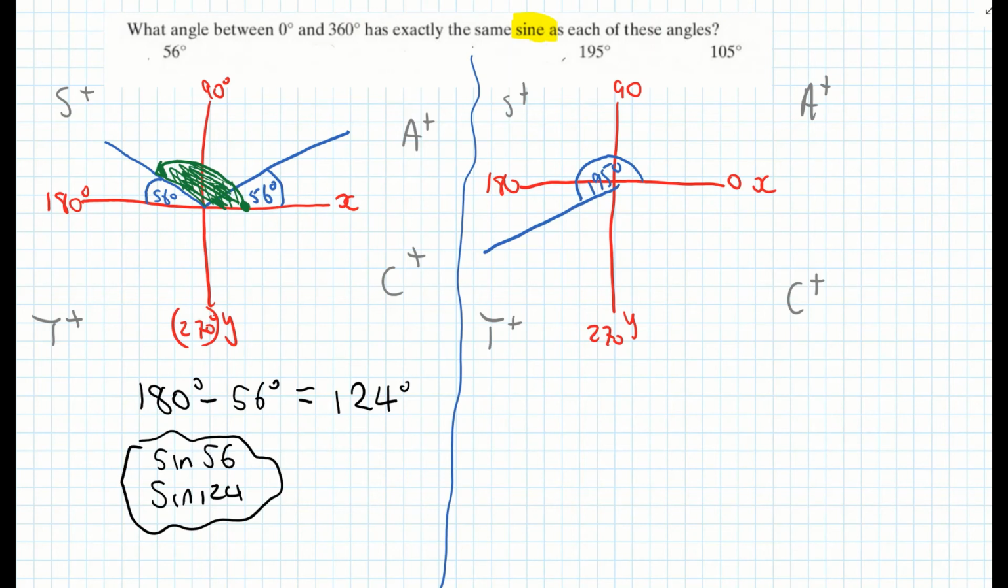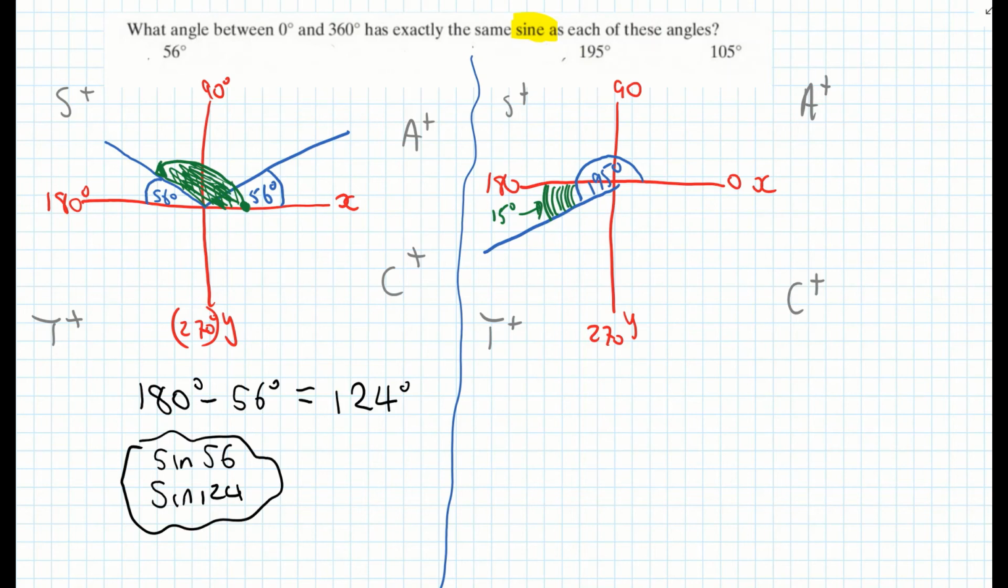So what I would do is I would mark in the reference angle here that I could also create. So look at this green angle now that I've created. What's the size of that angle? The angle there is going to give me 180 from 195, which is giving me 15 degrees. That green angle there is 15 degrees. And in that quadrant 3, sine is giving me a negative answer.